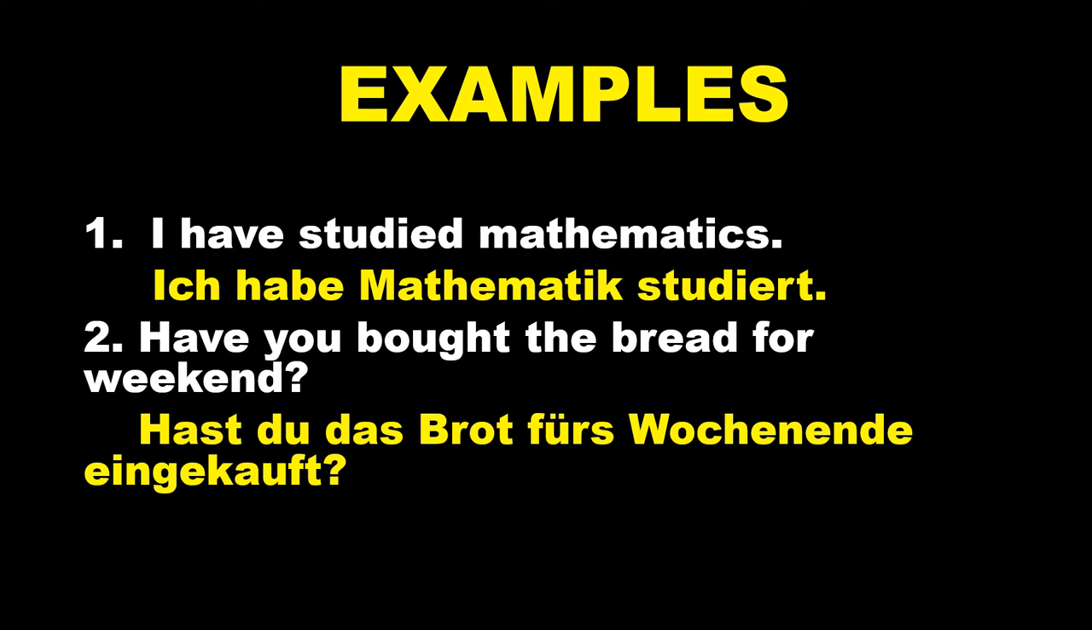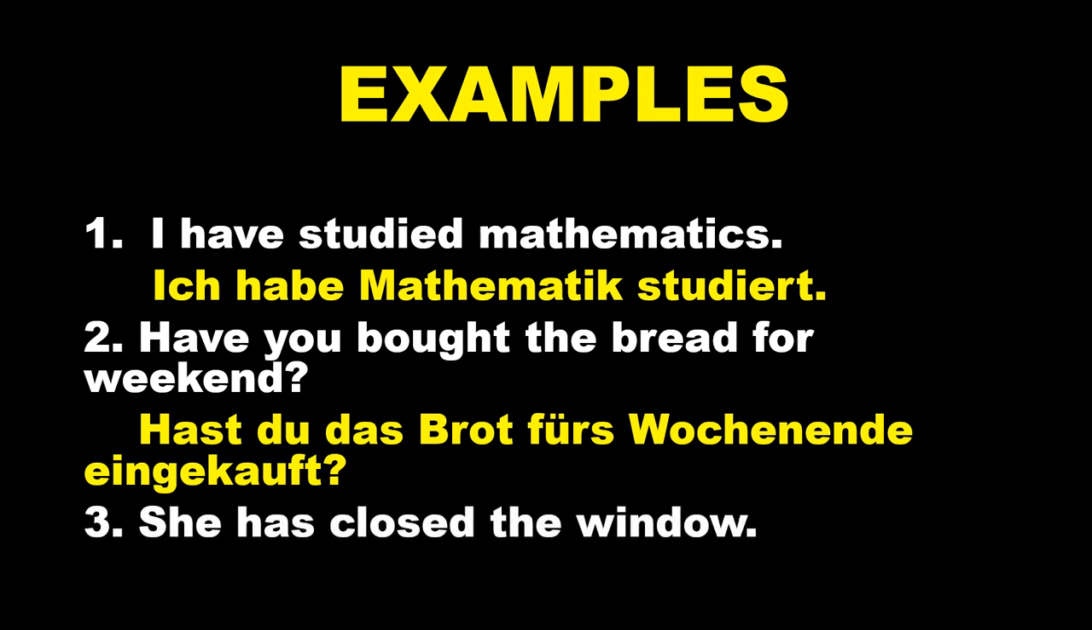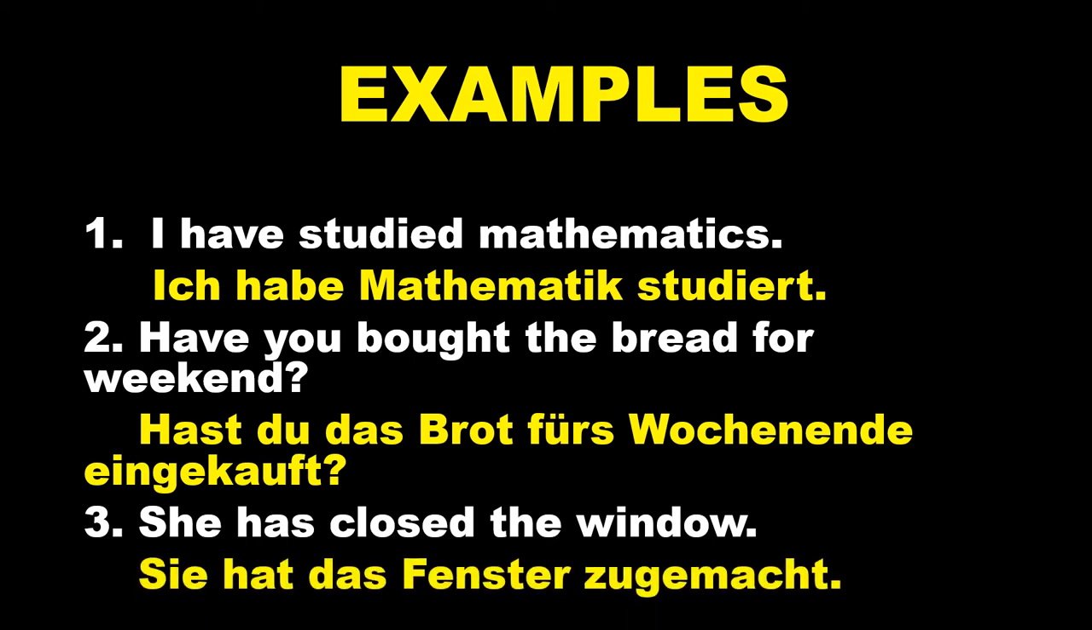This is a separable prefix. You can see here, separable prefix. So, für das Wochenende, you can also write that. That is also correct. And in short, you can also write it as a composite word. So, again, hast du das Brot fürs Wochenende eingekauft? Let's go ahead. Let's take one more example. She has closed the window. Sie hat das Fenster zugemacht. Again, separable prefix. Sie hat das Fenster, Fenster, window. Zugemacht, to close. I hope it is quite clear to you. Sie hat das Fenster zugemacht.